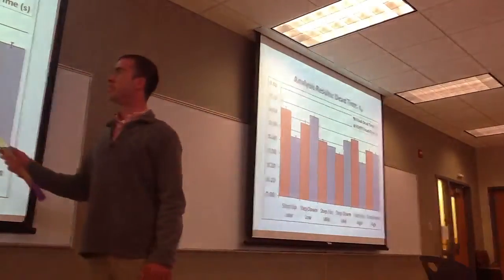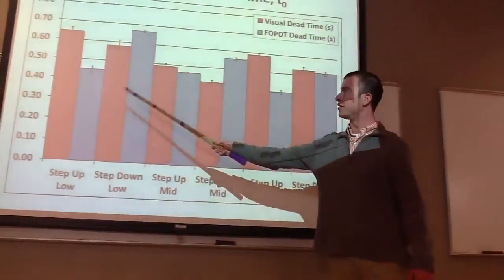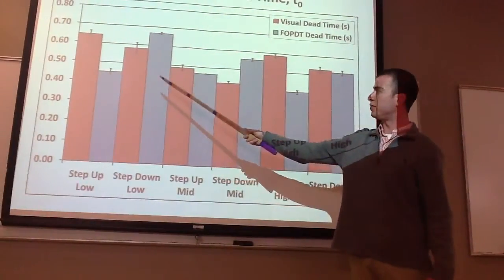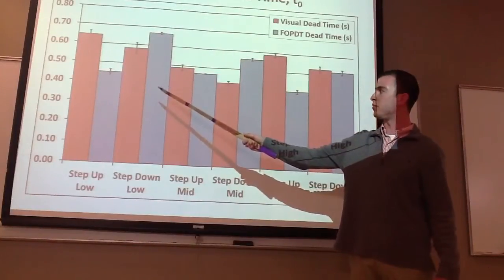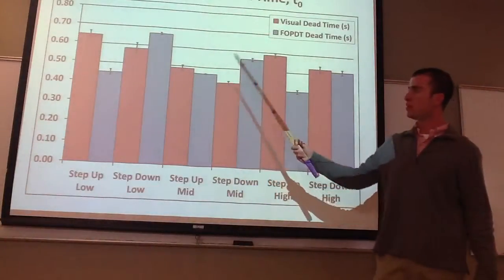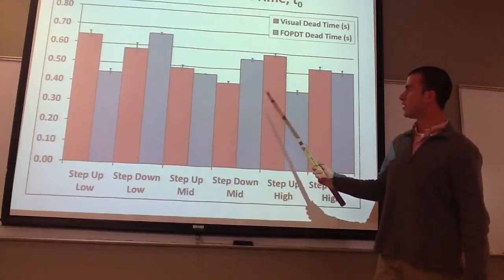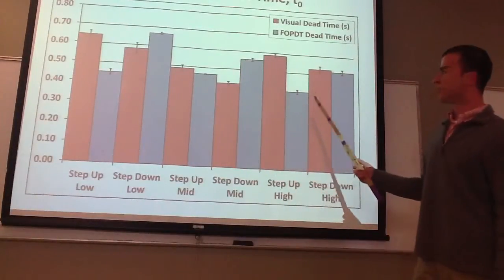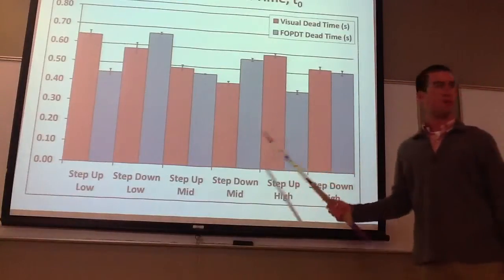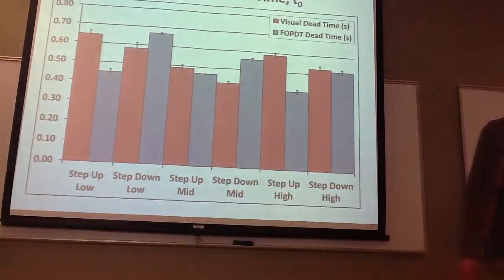And here's the dead time. The red is the experimental dead time, and the blue is the FOPDT model dead time from the parameters that you model. And as you can see, this shows that they're pretty close all the way through for each range. So that shows that the FOPDT model is pretty accurate.